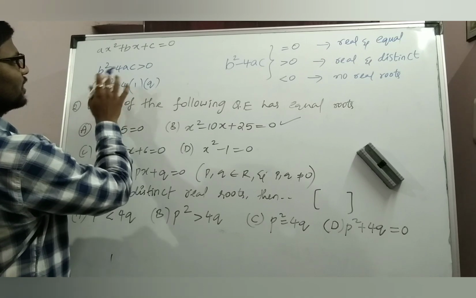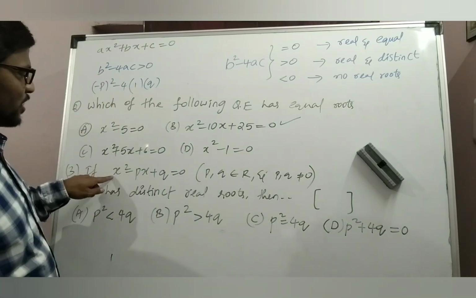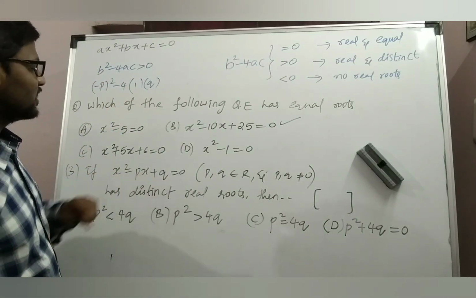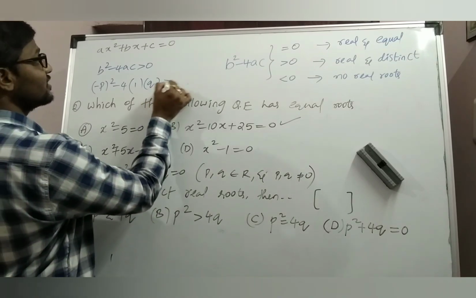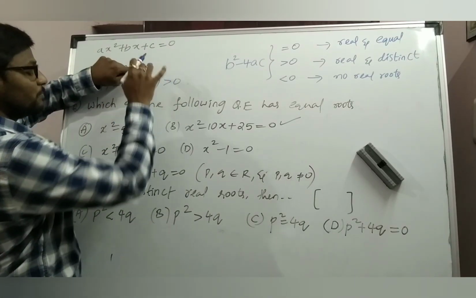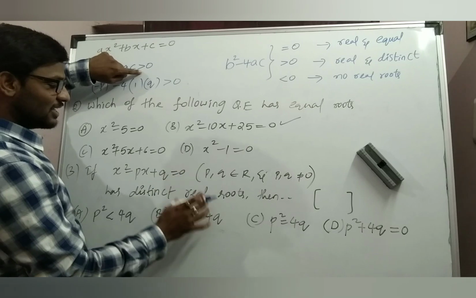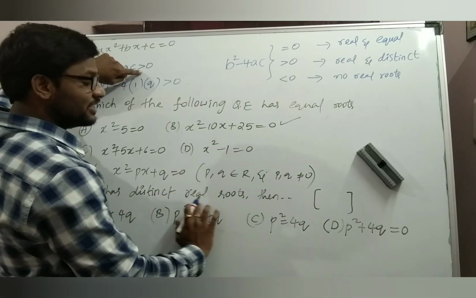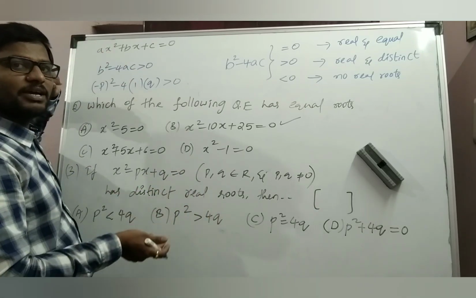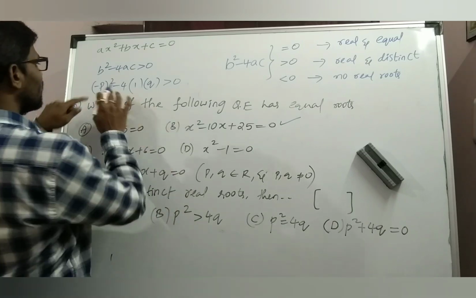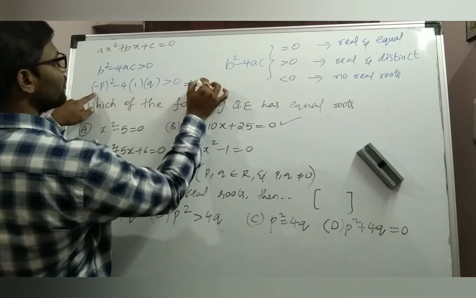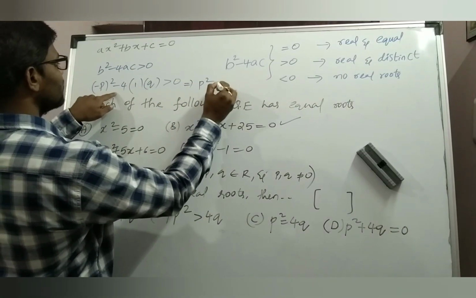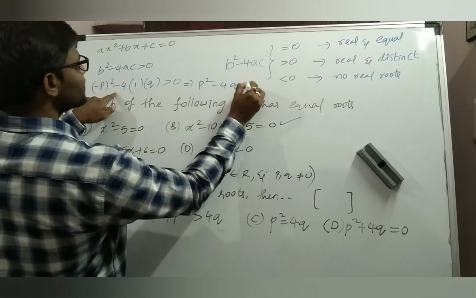Substitute a equal to 1, b equal to minus p, c equal to q. The discriminant is greater than 0. We have to take greater than 0 because in the problem it is clearly given this equation has distinct real roots. We can take b square minus 4ac greater than 0. Now minus p whole square, that is plus p square minus 4q, is greater than 0.